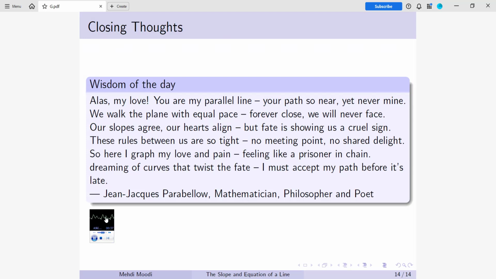The affair was brief but intense, marked by passionate debates over the ethics of overlapping domains. Parabellow wrote dozens of poems during this time, but his most famous remains the one where he calls Linnea his parallel line. It was the only time he acknowledged that their linear system had no solution and fully accepted his fate.